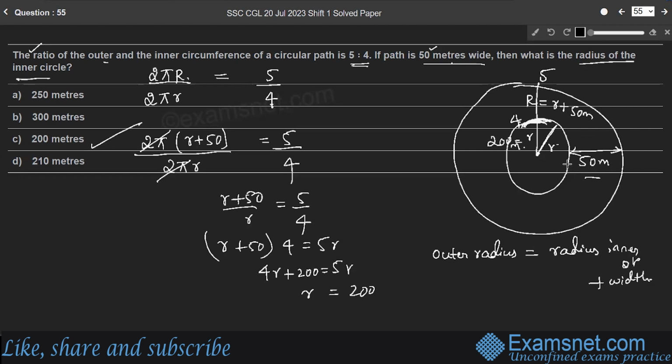Here we are using simple concept of circumference of the circle, right? So it is 2 pi capital R for outer circle, 2 pi small r for inner circle. Inner circle value we need to calculate for that. So inner circle is small r. So outer radius is small r plus 50, right? And the ratio of their circumferences is given as 5:4. So after simplifying it, you will get the answer, which is inner radius as 200 meters.